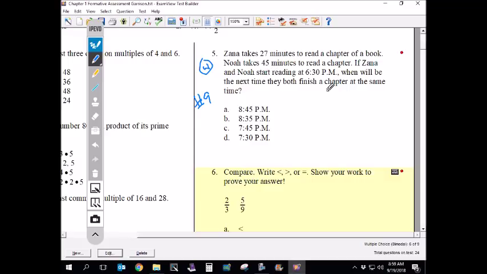Zana takes 27 minutes to read a chapter of a book. Noah takes 45 minutes to read a chapter of a book. If Zana and Noah start reading at 6:30, when will the next time they both finish a chapter at the same time be? That's what it's asking. Okay, so what are some key words here that we can highlight that would help us to be able to determine what this is, Erica? The same time. Same time, good.